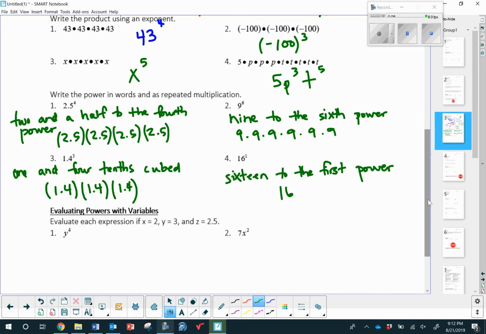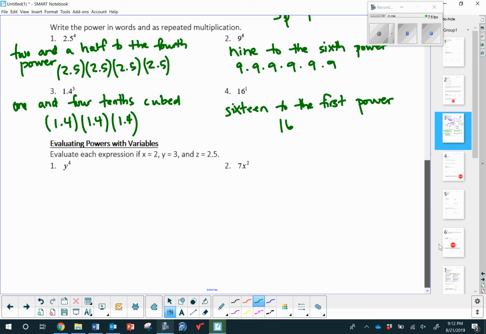All right, moving right along. We are going to do the same thing we did in section 1, but this time we're going to evaluate expressions with exponents. So y equals 3, so I'm going to substitute 3 for y, and then raise that to the 4th power. I don't need to compute the actual answer. I can leave it as 3 to the 4th power.